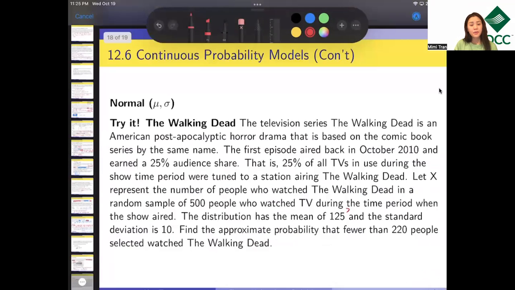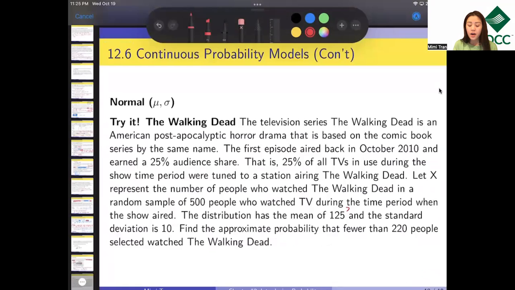All right, last example. The Walking Dead, the television series, is an American post-apocalyptic horror drama based on the comic book series by the same name. The first episode aired back in October 2010 and earned a 25% audience share. That is, 25% of all TVs in use during the showtime periods were tuned to the station airing The Walking Dead. It was very popular when it came out.